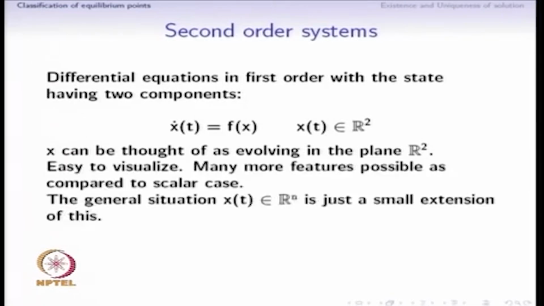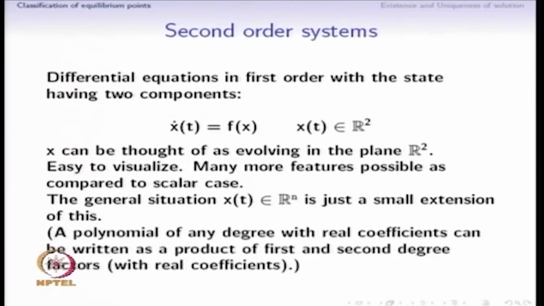So, this is relatively easy to visualize, but there are many more features that are possible. Let me emphasize, it is easier to visualize than the general case where x has n components, even though it is a little more complicated than the one dimensional case where x had only one component. But going from one component to two components introduces so many possibilities, but all these possibilities can also happen in Rn, and compared to Rn, R2 is easy to visualize. Moreover, the general situation is only a small extension of this.